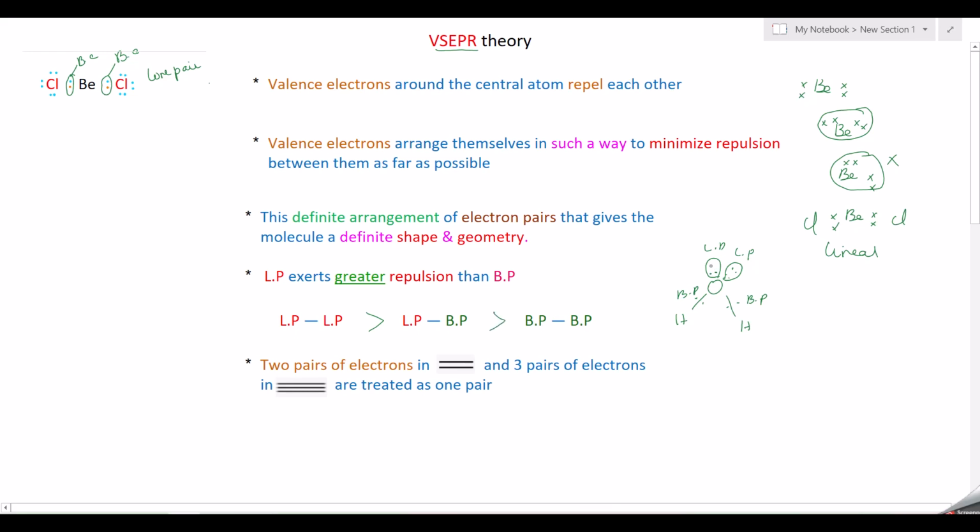This is because the lone pair will occupy more space around the central atom, because they are not localized, they are delocalized. But the bond pair is fixed between oxygen and hydrogen. They will not be easily movable. Therefore, bond pair repulsion is lesser than bond pair lone pair repulsion, which is lesser than lone pair repulsion.